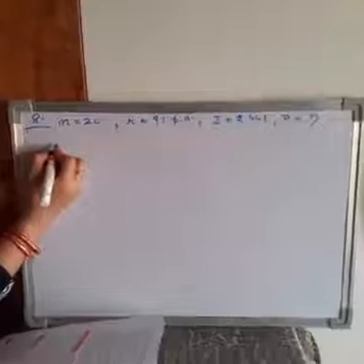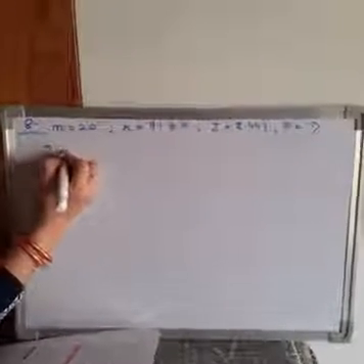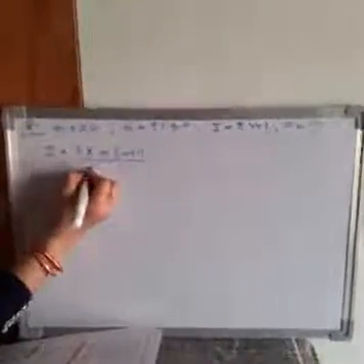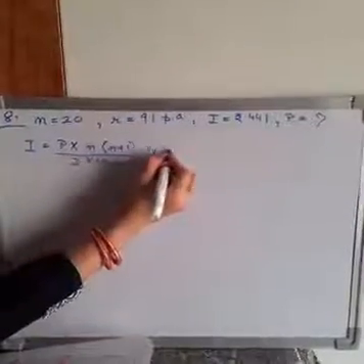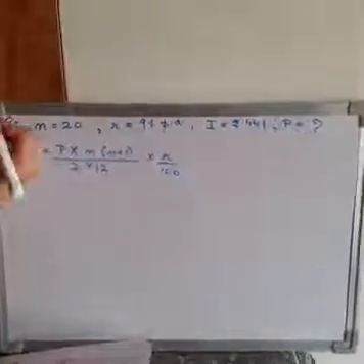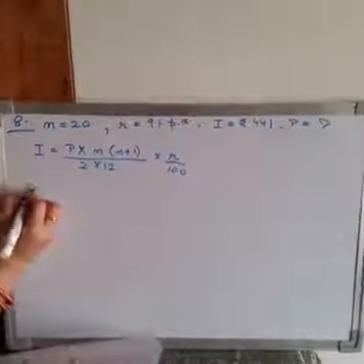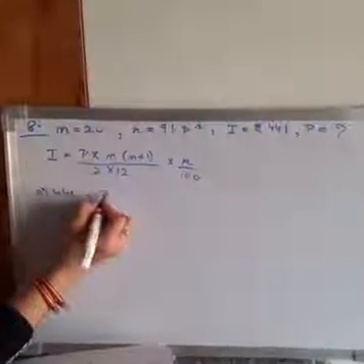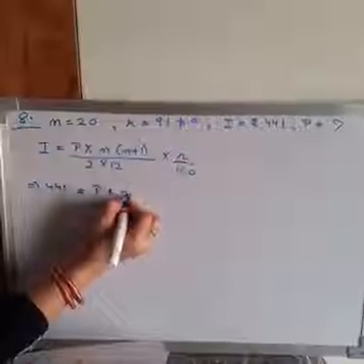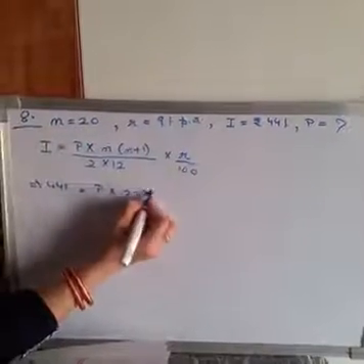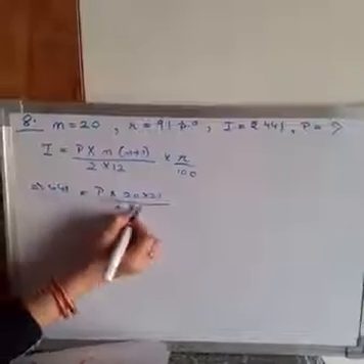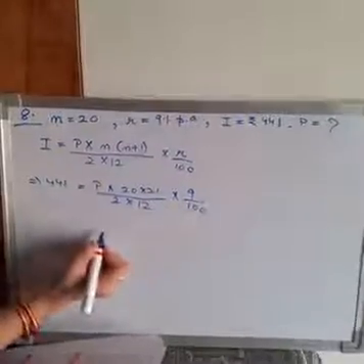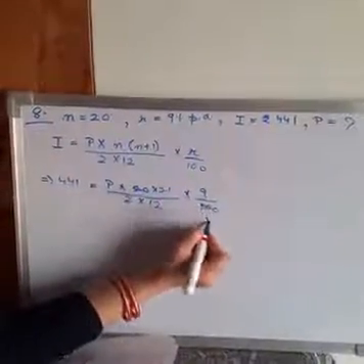Now you know the formula for I. What is the formula? I is equal to P into (n plus 1) upon 2 into 12 into R by 100. Fine. Now let's put the values. So this will give, in place of I, 441. P is unknown, which is to be calculated, into n plus 1. N is 20 and n plus 1 will be 21, upon 2 into 12 into R, that is 9 upon 100. Fine.